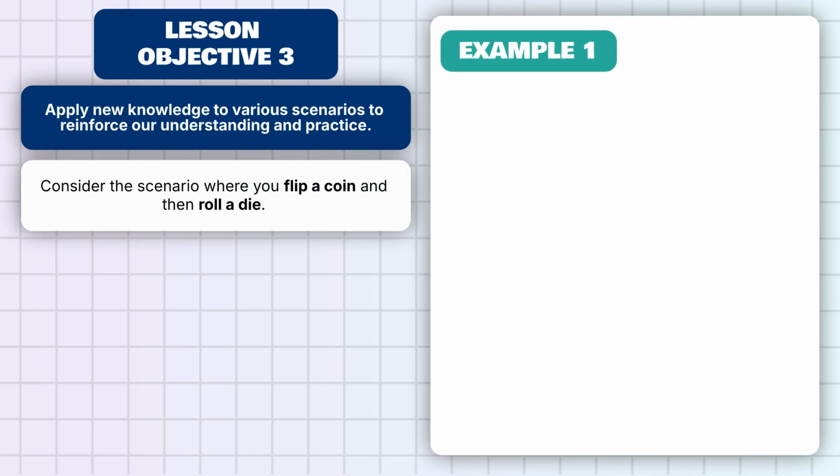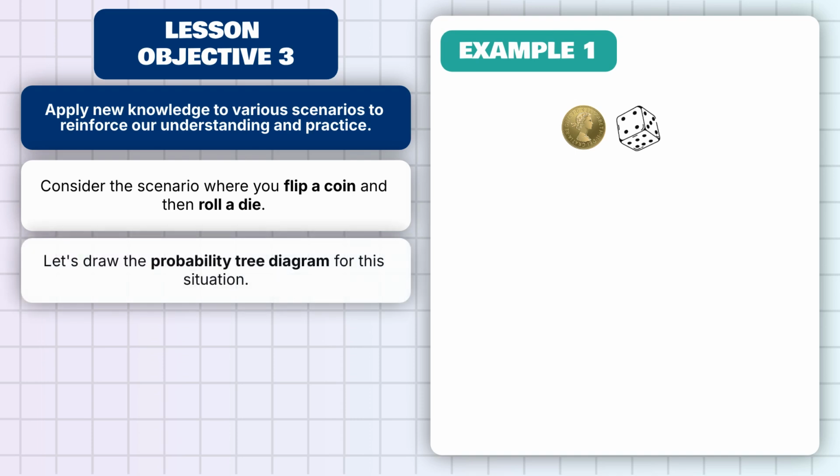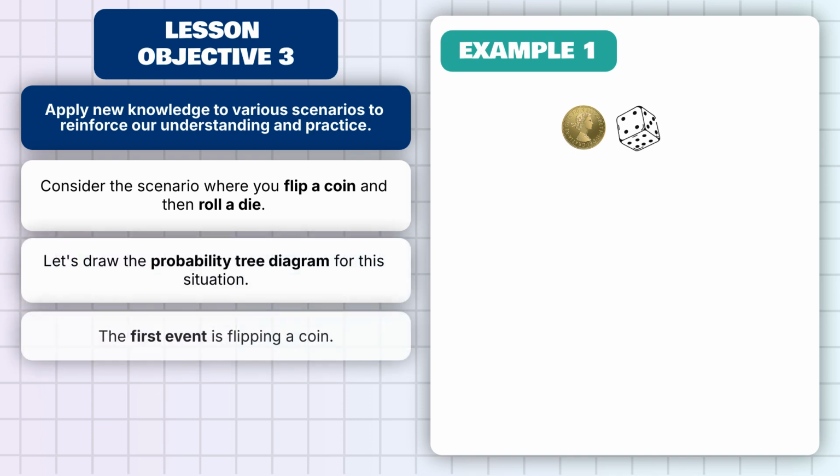Consider the scenario where you flip a coin and then roll a die. Let's draw the probability tree diagram for this situation. The first event is flipping a coin. There are two possible outcomes, heads and tails. Draw two branches from the starting point, one for heads and one for tails. Each branch has a probability of a half, or 0.5.